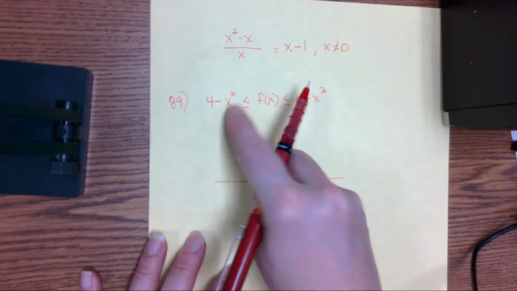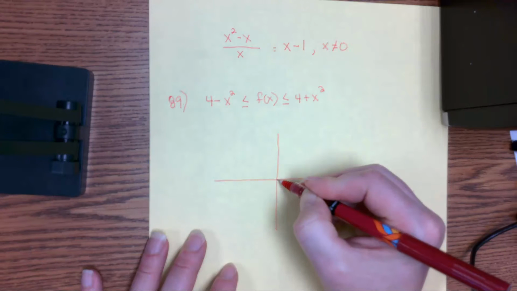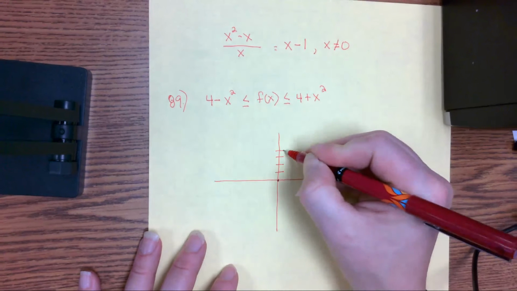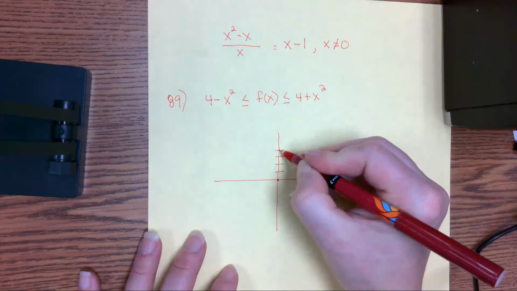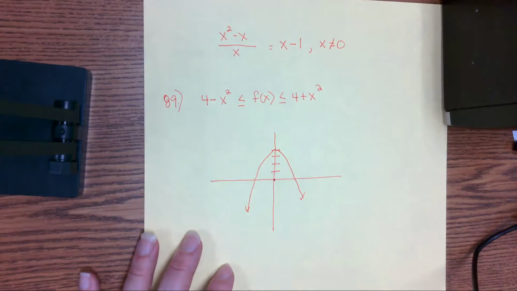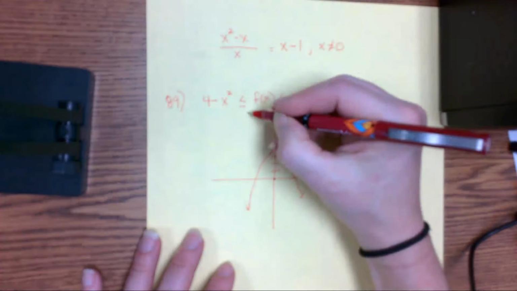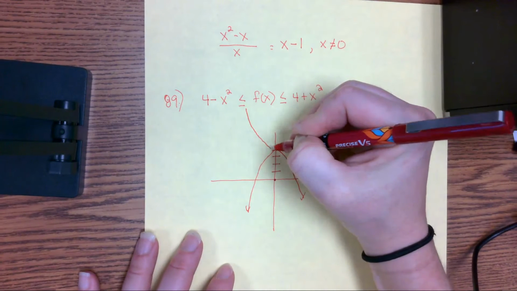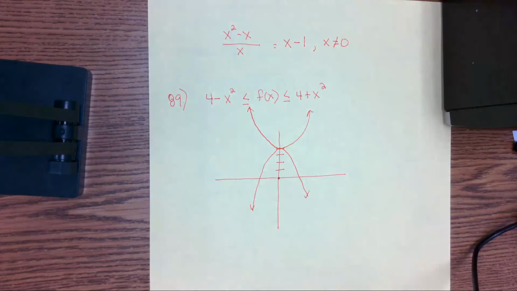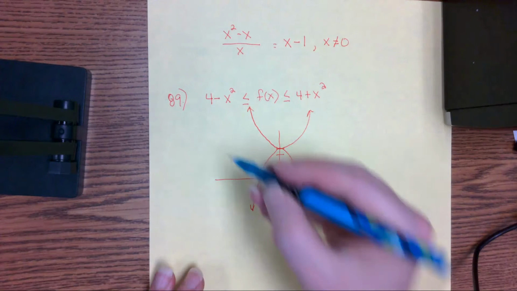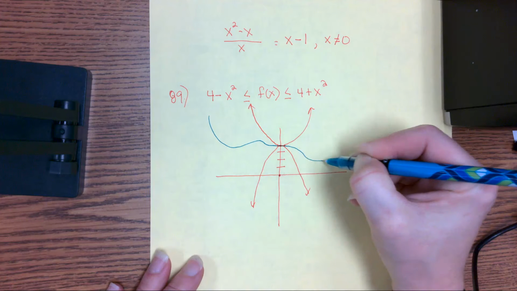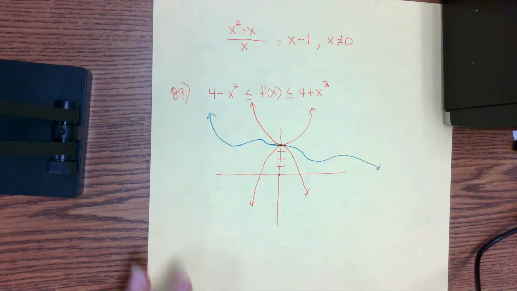4 minus x squared is a parabola opening down, bumped up 4. 1, 2, 3, 4. And this function, you don't have to know a picture of the graph to say it, but, and then f of x, I know they're the same width, just ignore that part of it. F of x is always staying in between these values, okay? It's always going to be between them.